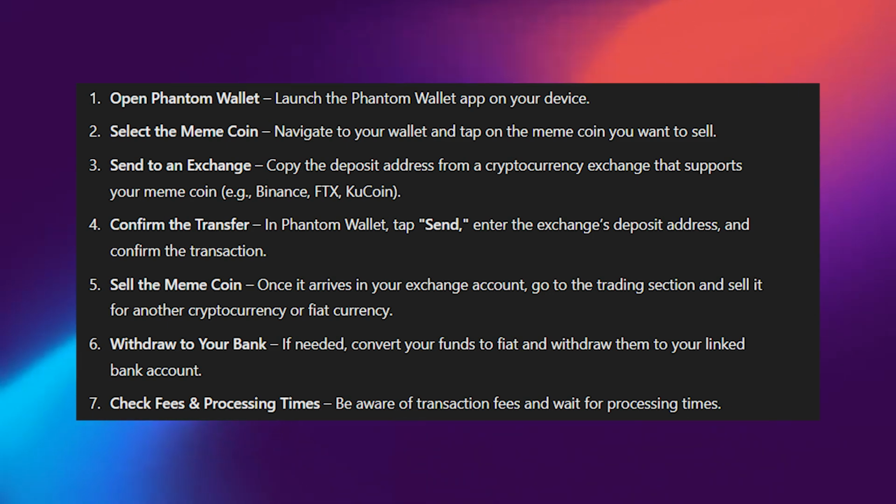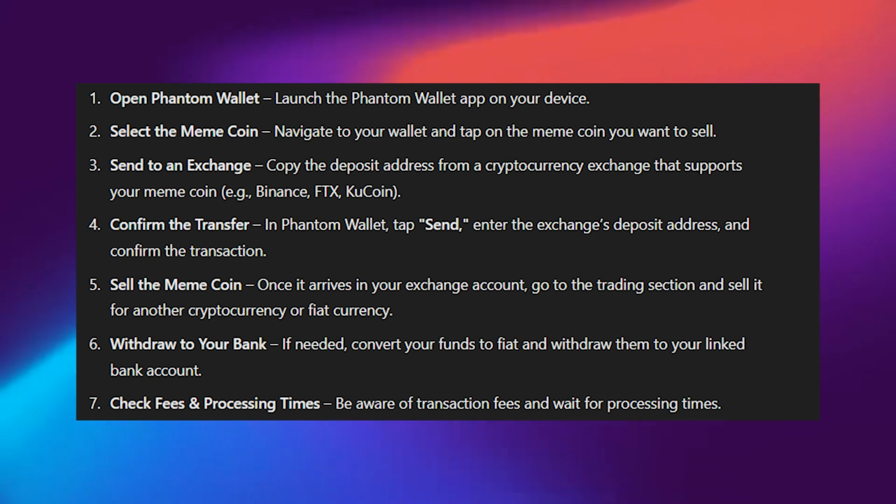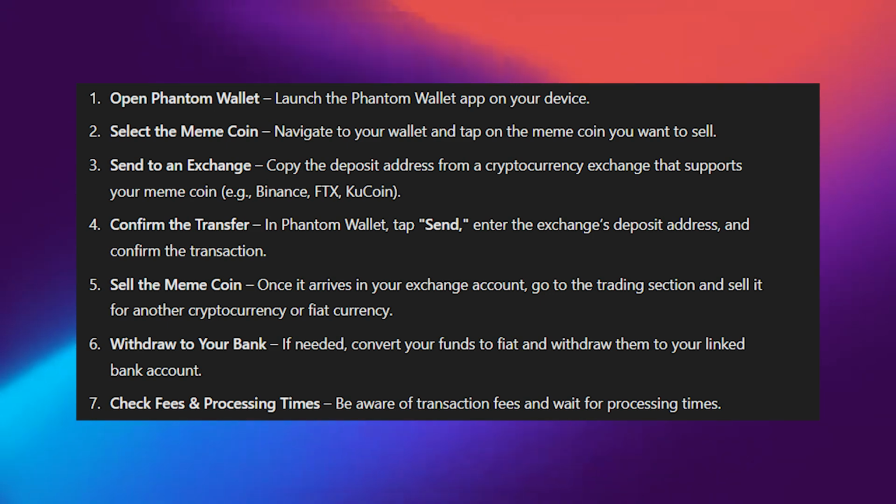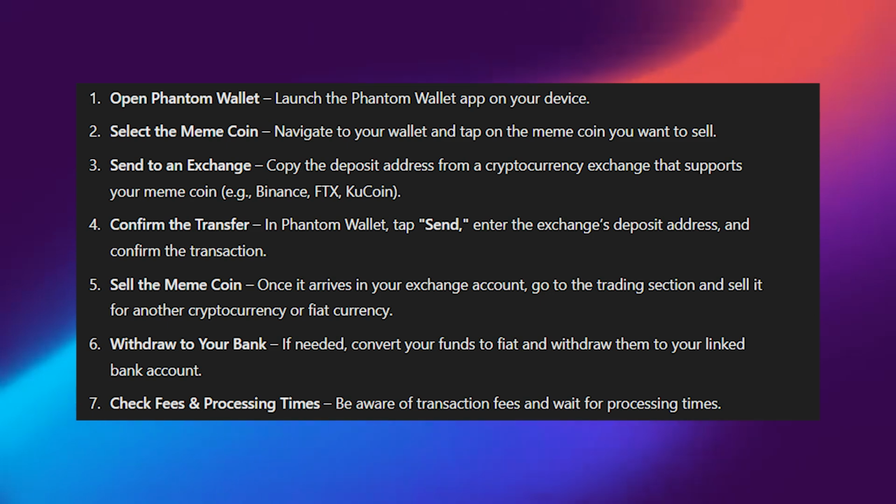If you have converted to fiat currency, proceed to withdraw the funds to your linked bank account through the exchange withdrawal process.